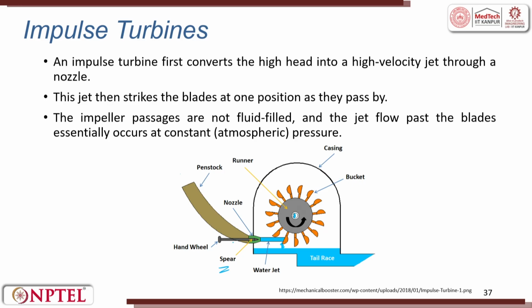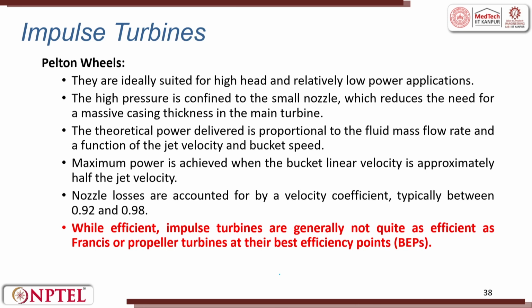This is the bucket, and this entire thing is under casing. The water hits, then it falls down into the tail race, which takes it back into the catchment area. This is a water jet. An impulse turbine first converts a high head into a high velocity jet through a nozzle, and the jet is allowed to strike the runner bucket. The impeller passages are not fully filled, and the jet flow past the blade occurs essentially at a constant pressure. Then the rest falls down. So, this is the impulse turbine.